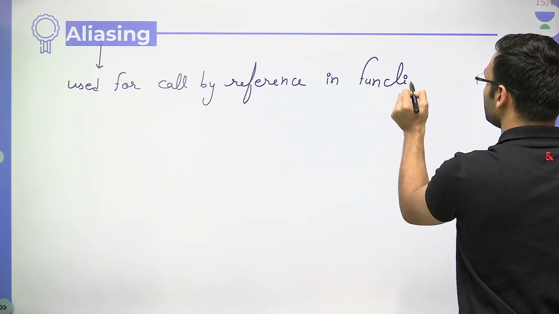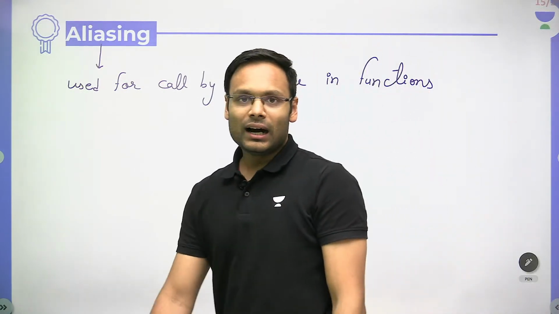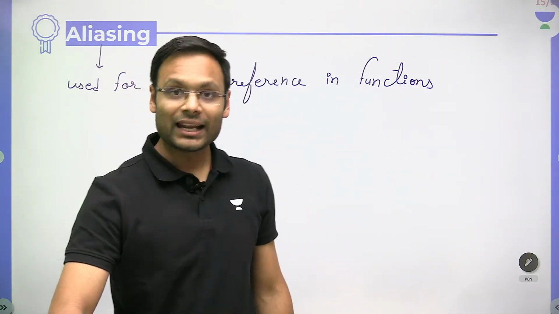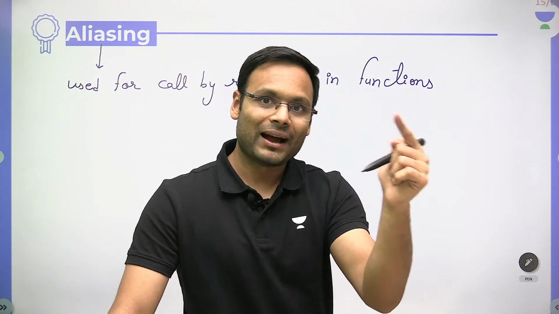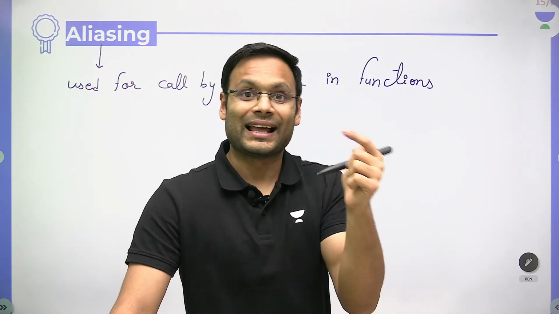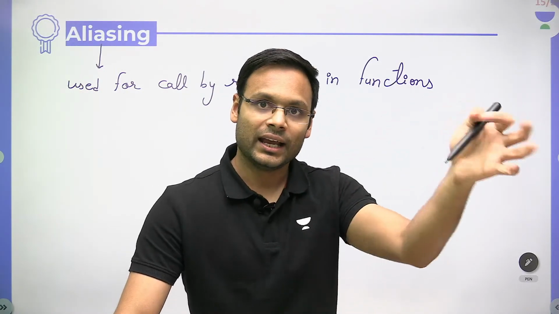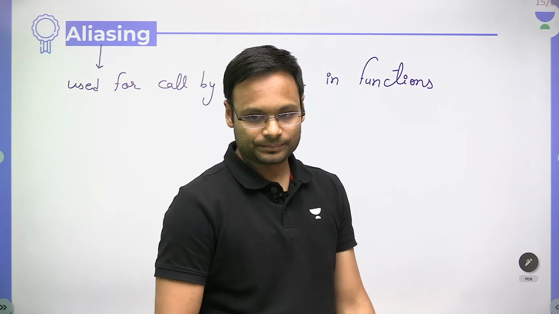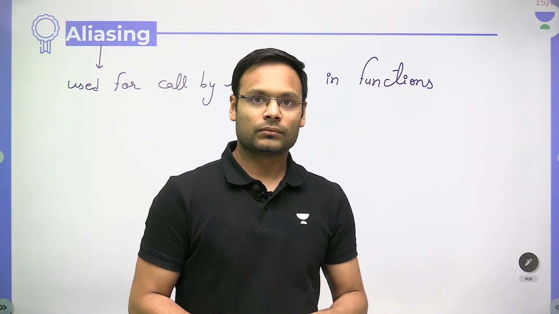When you learn functions, when you call a function, you can have three different possibilities. One, you call by value. Second, you call by reference through aliasing. And third, you call by address and catch it in a pointer. ठीक है?